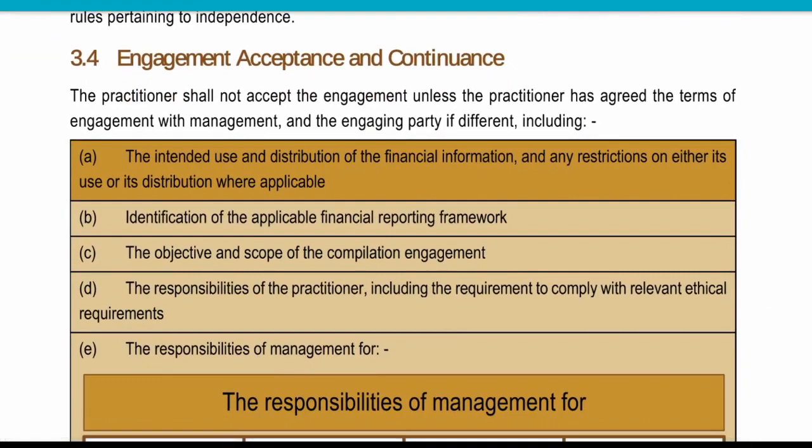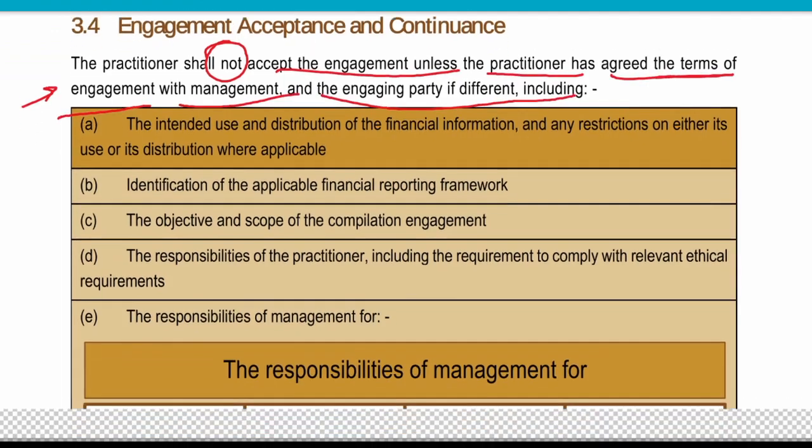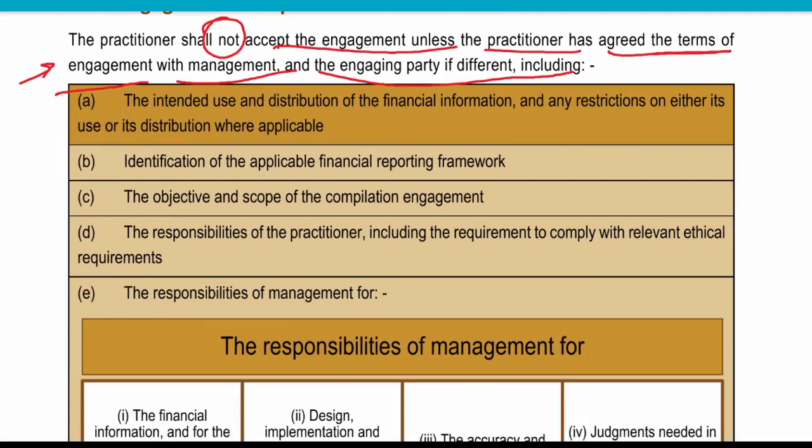Now, as we have learned in the earlier SRS, firstly, we are doing the engagement acceptance and continuance. That means we are doing the engagement letter. The practitioner shall not accept the engagement unless the practitioner has agreed to the terms of the engagement letter with the engaging party, if different, including the intended use and distribution of financial information, and any restriction on use or distribution. So you need to make sure that this particular financial information is to be used by whom.